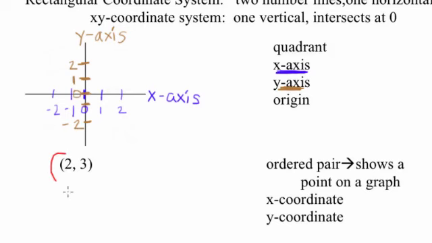An ordered pair is written like this, with parentheses, (2, 3) would show a point on the graph. This first number here, the 2, is the x-coordinate, and the second number here, the 3, is the y-coordinate. It's kind of like Battleship. You find 2 on the x-axis and 3 on the y-axis, and their intersection point is (2, 3), and that's how we name spots on a graph.